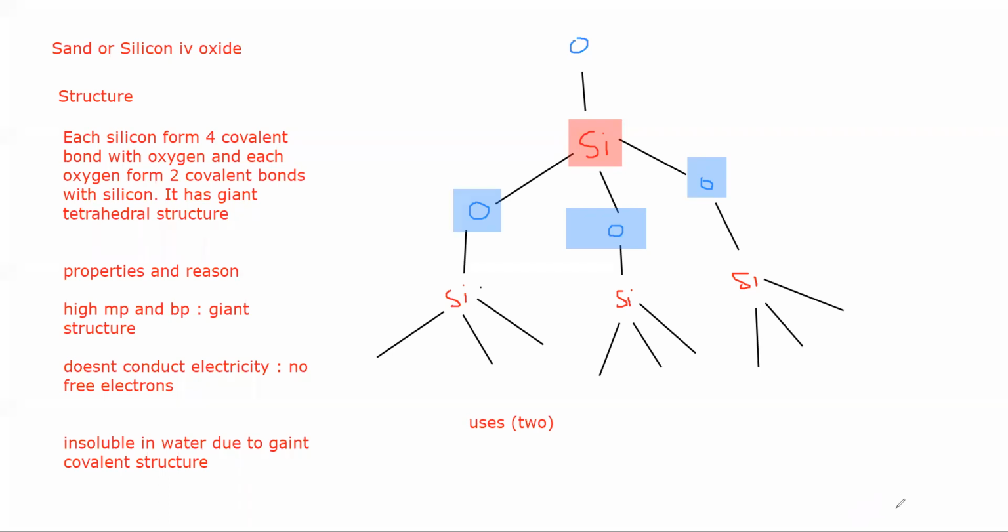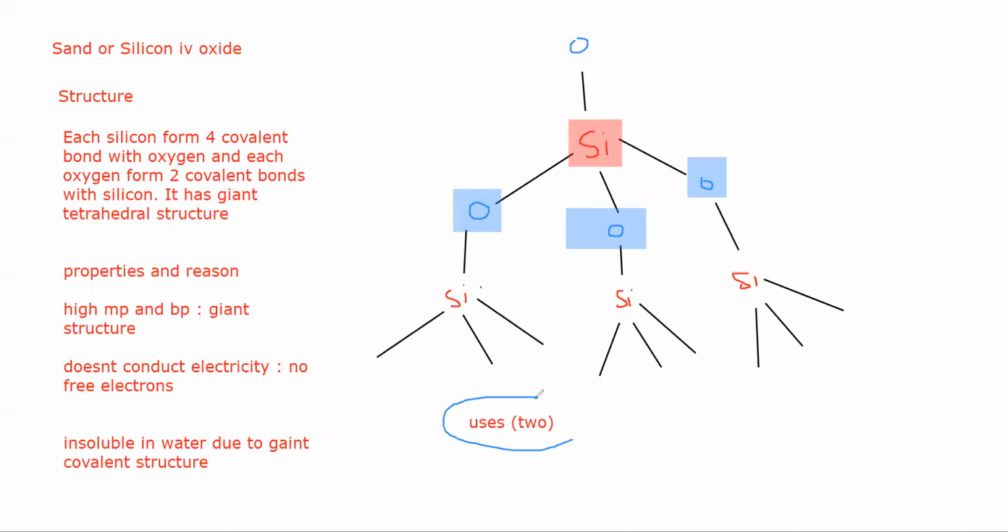And if we compare, if I say, what are the similarities. Write the uses of silicon 4 oxide, sand. Uses of sand. You have to write at least 2 uses.